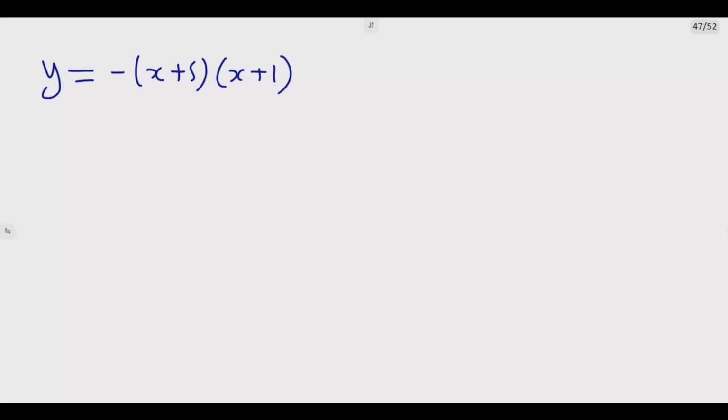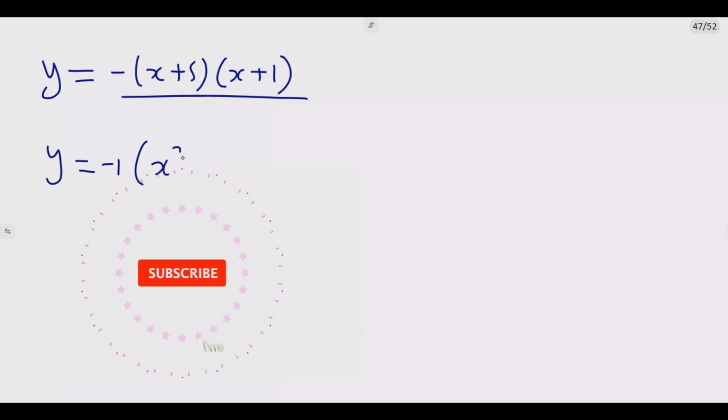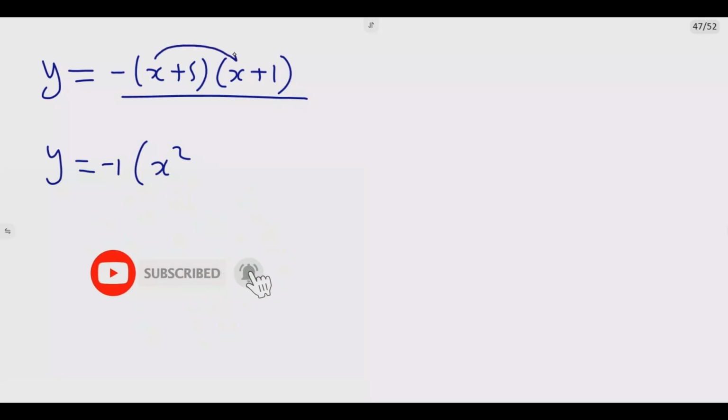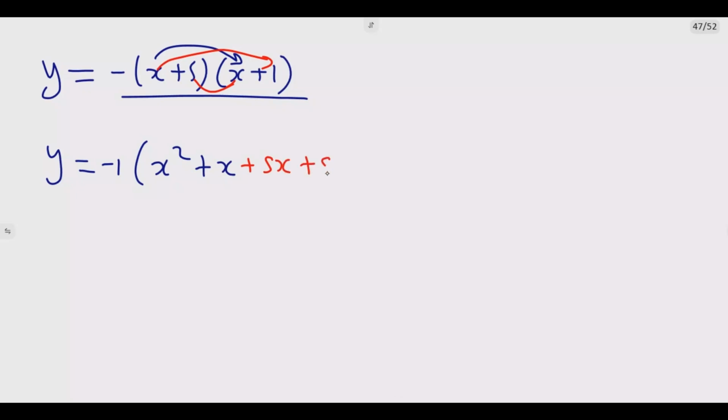Then it's just a matter of expanding this equation. If you want you can just write it like that, but we need to expand it because later on it will be useful to the other questions. So y is equal to, we have negative 1 outside, it will be x times x, x squared. So we are doing this times that. Then next it will be this x times 1, so it will be x plus x. Then next it will be this 5 times x, which will be plus 5x. Then 5 times 1, which is 5.